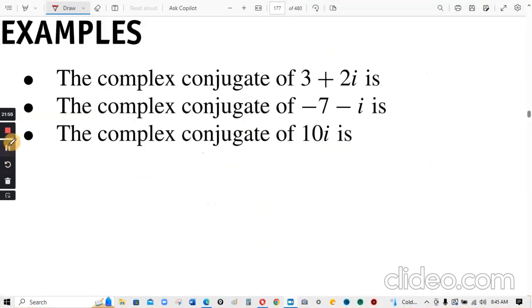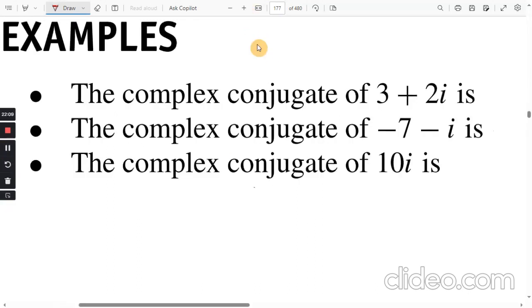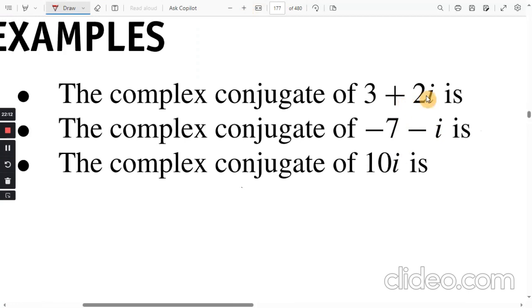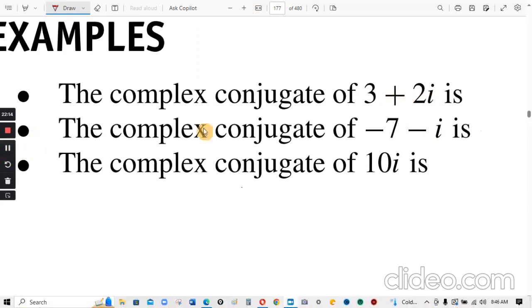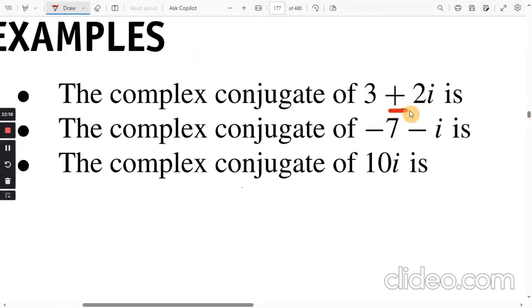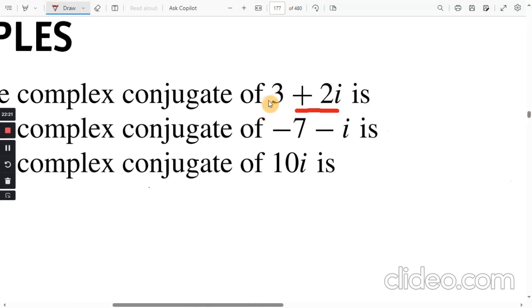All right, please pause and try these 3 examples. And remember, for the complex conjugate, you are changing the plus minus sign on the imaginary portion. All right, so let's see. Pretty simple here. Complex conjugate of 3 plus 2i. The imaginary portion is positive 2i. So we keep the 3. And the positive 2i just becomes negative 2i. Simple.